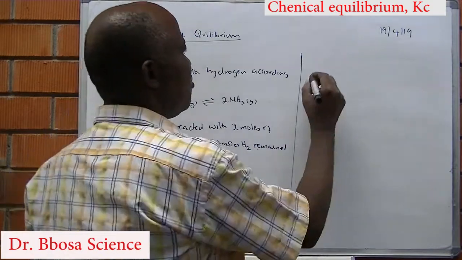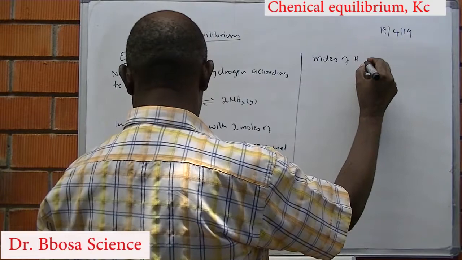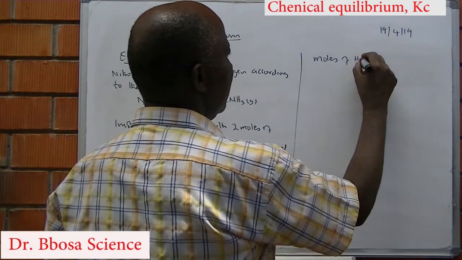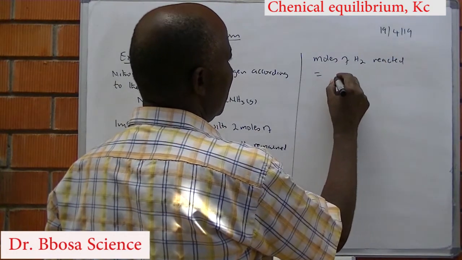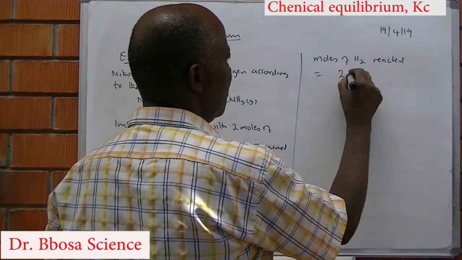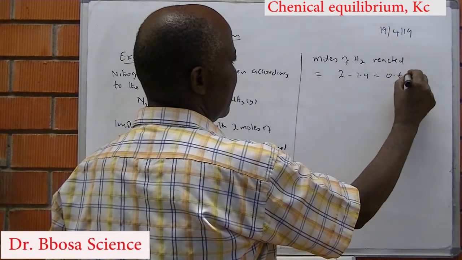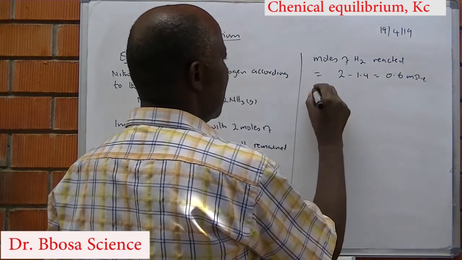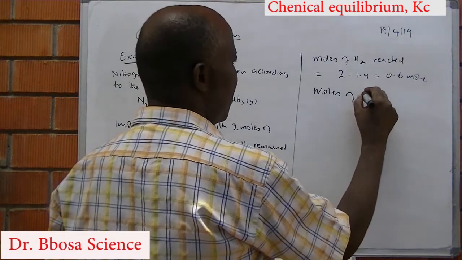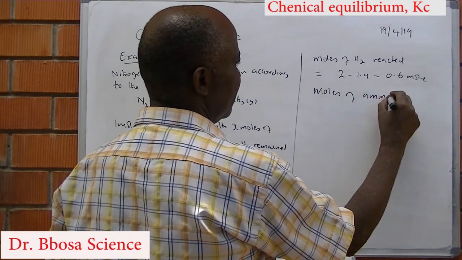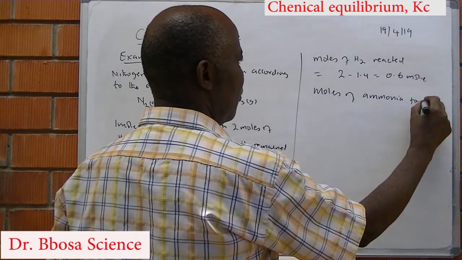Also we have to find the moles of nitrogen remaining. Moles of hydrogen reacted will be equal to 2 minus 1.4, which is equal to 0.6 moles. Then moles of ammonia formed.